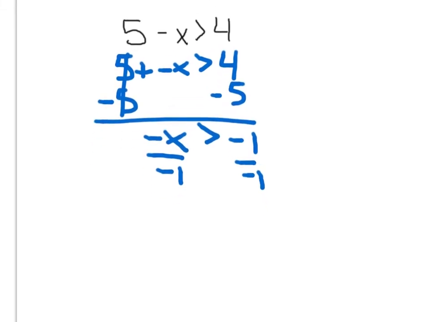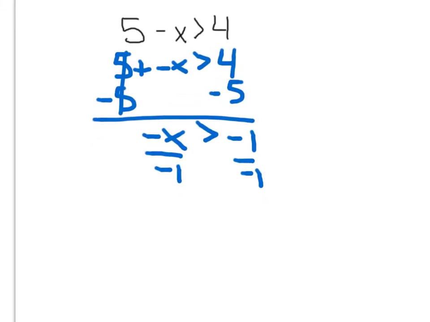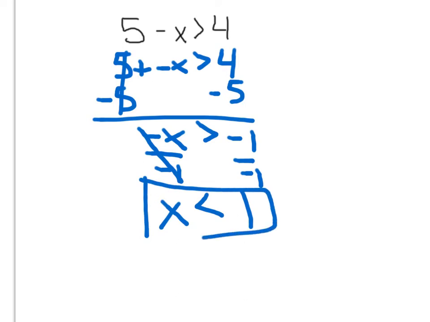And remember, when we divide by a negative on both sides, that flips this sign. So these negatives cancel and I get x. I have to flip the sign because I've got negatives on both sides. And negative 1 divided by 1 is 1. So x is less than 1.